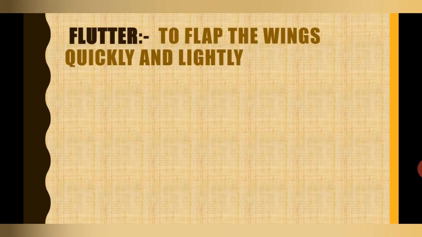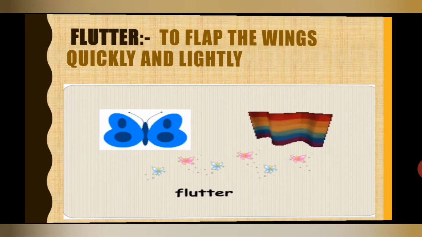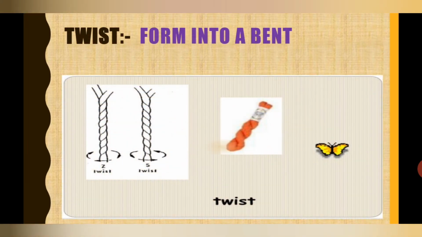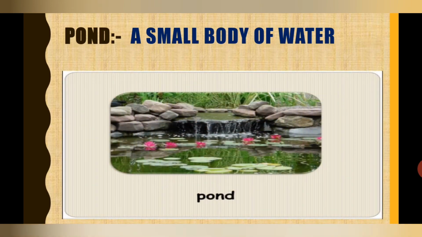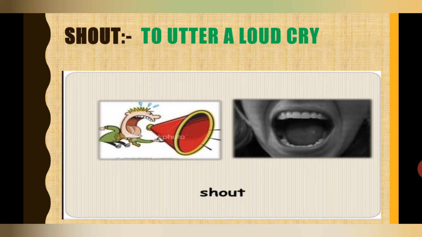Next we have flutter. Flutter means to flap the wings quickly and lightly. Okay, to flap the wings. Next is twist. Form into a bend. Okay, form into a bend. Twist. Next is pond. A small body of water is called a pond. Shout. Shout means to utter a loud cry. Shout, children, to utter a loud cry.